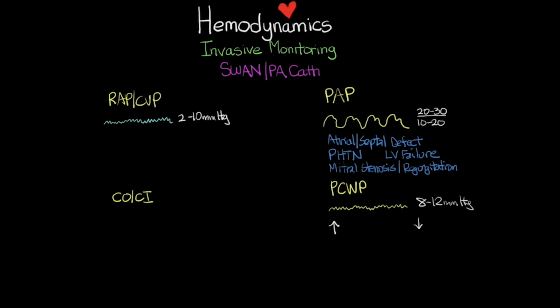If it's elevated, this could be things like fluid overload, could be aortic stenosis or aortic regurgitation, could be mitral stenosis, left ventricular failure, could be cardiac tamponade, or constrictive pericarditis. Cases where you might find a low wedge pressure would be hypovolemia or vasodilation.